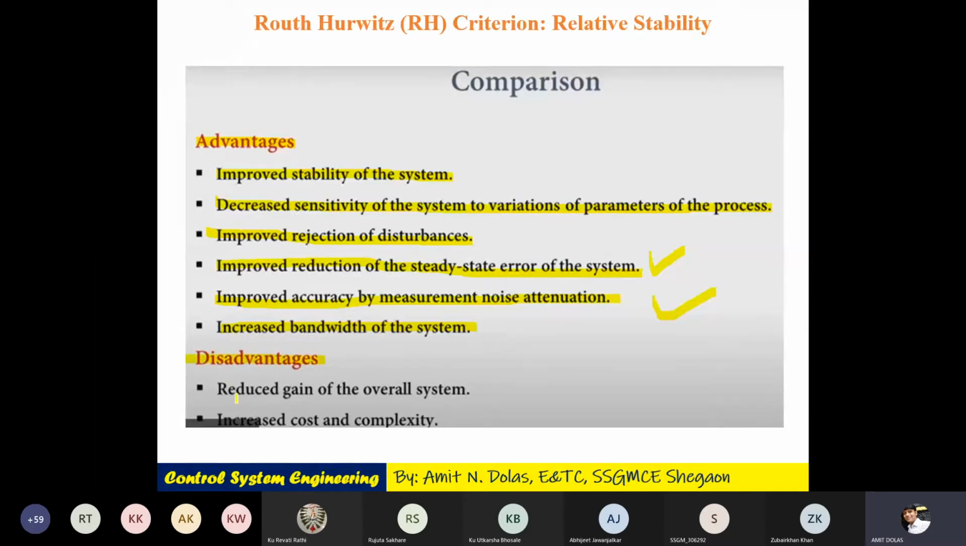What are the disadvantages of this? It reduces the gain of the overall system. If we make this adjustment, then the gain of the system, gain is nothing but what? K. Overall gain will be reduced, and it increases the cost and complexity, of course. These are the two disadvantages. When looking at the advantages, these disadvantages are negligible, because we are improving the stability, sensitivity is also improved, noise and disturbances are also reducing, steady state error is less, bandwidth is more. So there are a number of advantages compared to the disadvantages, and it is of course beneficial.